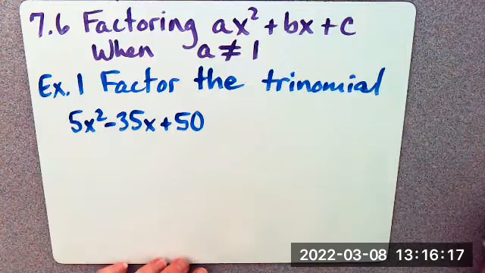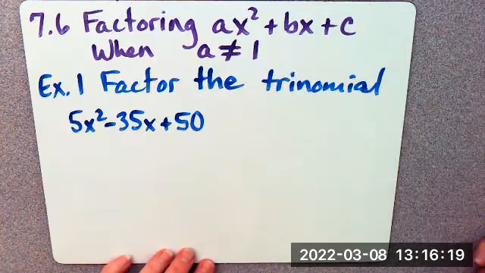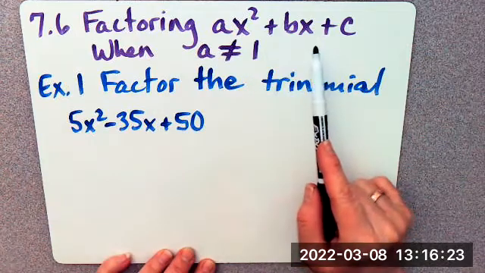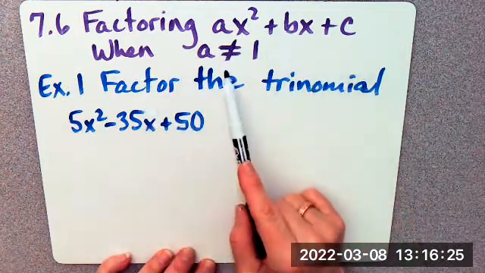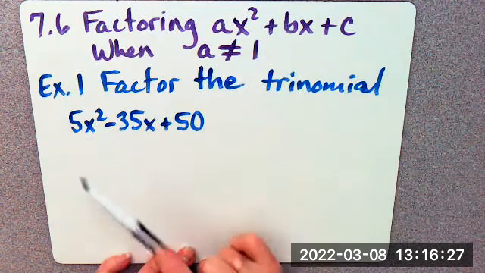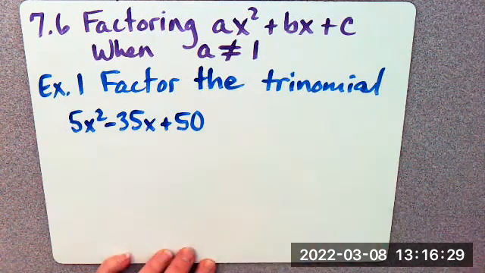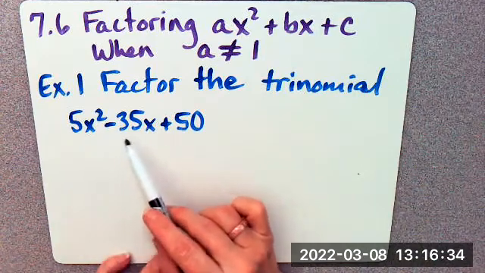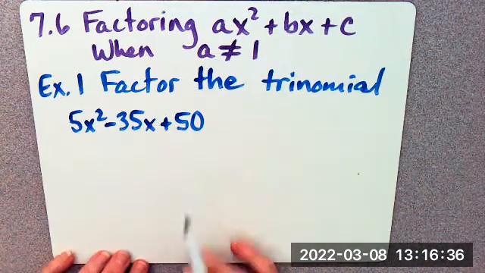Good morning. This is Ms. Billerbeck, and we are going to talk about 7.6, factoring ax squared plus bx plus c when a does not equal 1. So for the first example, we're going to factor the trinomial 5x squared minus 35x plus 50.